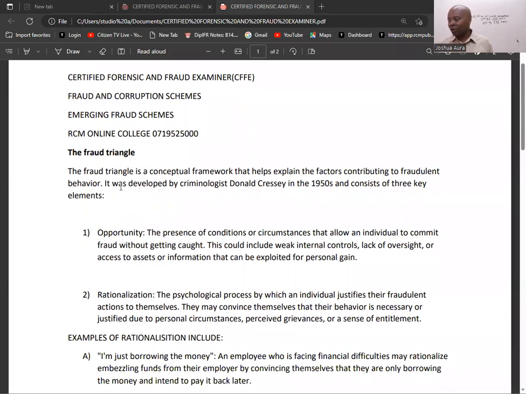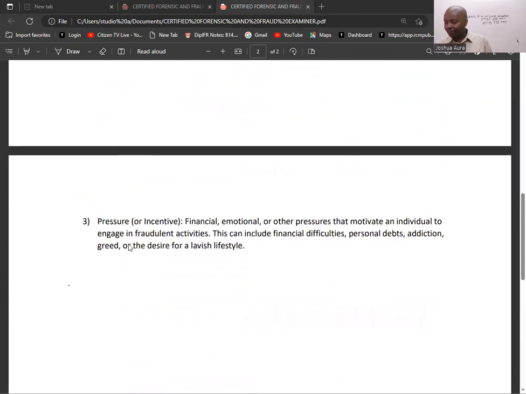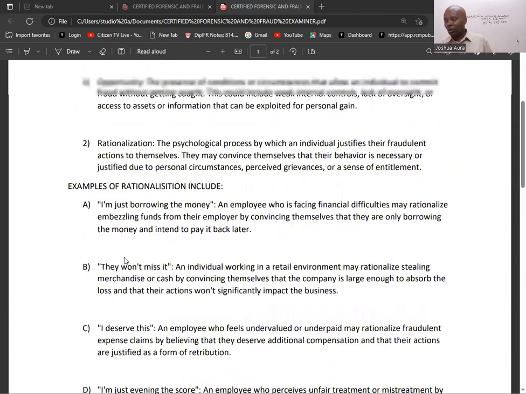The fraud triangle is a conceptual framework that helps explain the factors contributing to fraudulent behavior. It was developed by criminologist Donald Cressey in the 50s, and it consists of 3 key elements. Number 1, there must be an opportunity which is accorded to this fraudster. Number 2, there is what we call rationalization. Number 3, lastly, we have pressure or incentive to steal. So I want to go through each one of them.